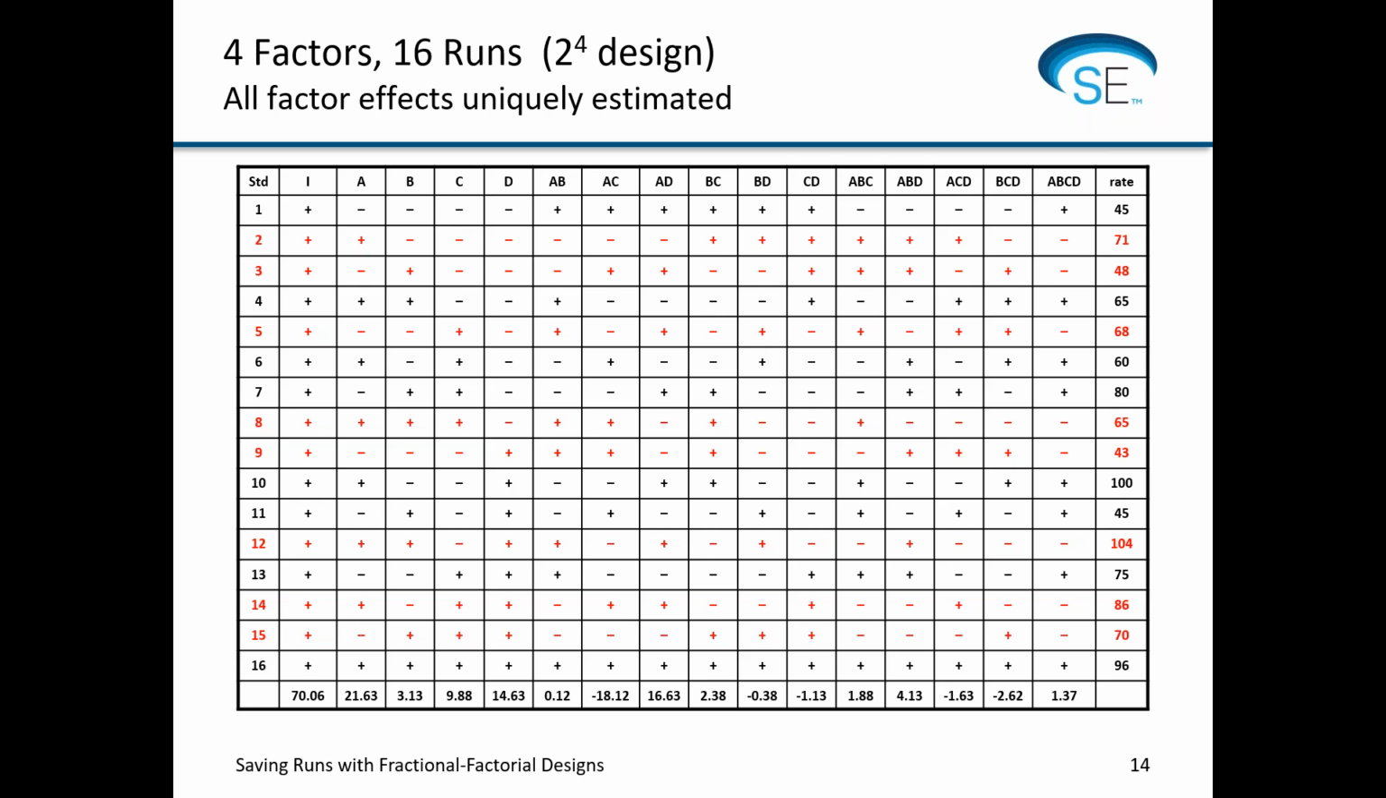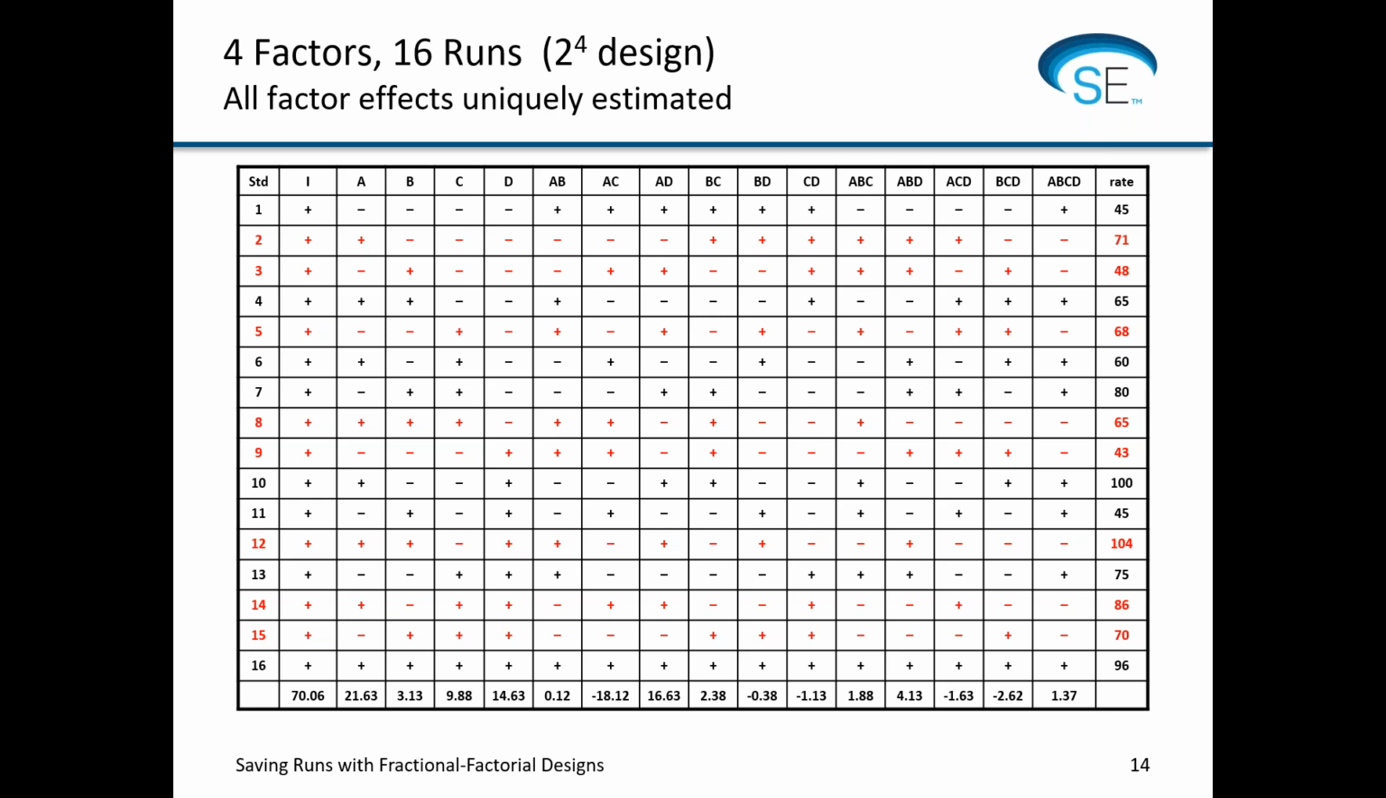Okay, let's move the conversation forward. This is a bigger design. This is a 16-run design. And this is the full factorial. So it has 4 factors, A, B, C, D, and a whole bunch of two-factor interactions and 3-factor interactions and a 4-factor interaction. With the full factorial design, there are no aliases. So you can estimate all effects.